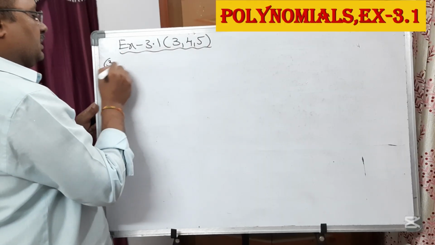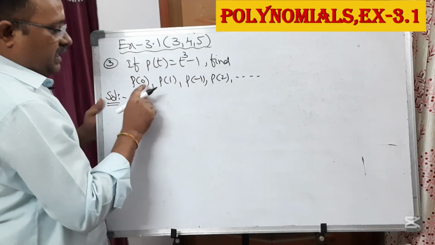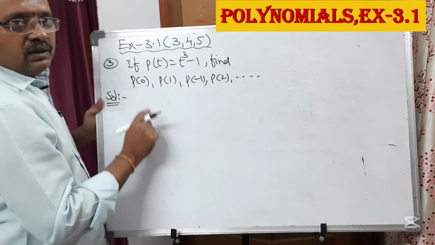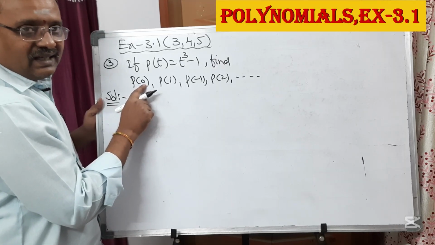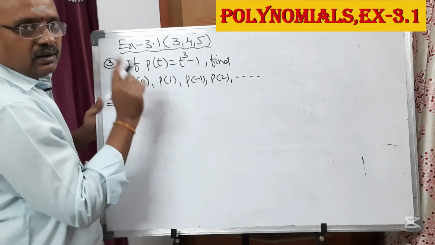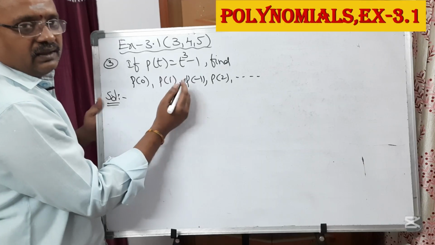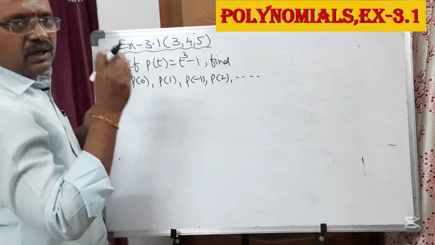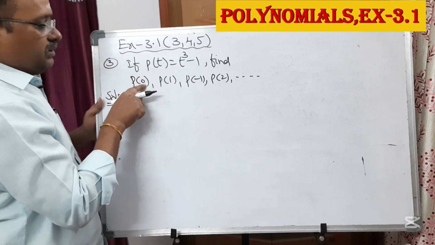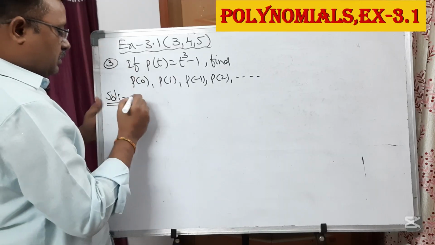What is the third question? In the third question, they are giving us a polynomial and they are asking polynomial values for suitable variable values. For variable value 0, they are asking the polynomial value p of 0. Remember that one. For variable value 1, asking polynomial value p of 1, like that. How to find out? Very simple. Substitute the variable value in the polynomial and simplify. Okay Nana? Right.